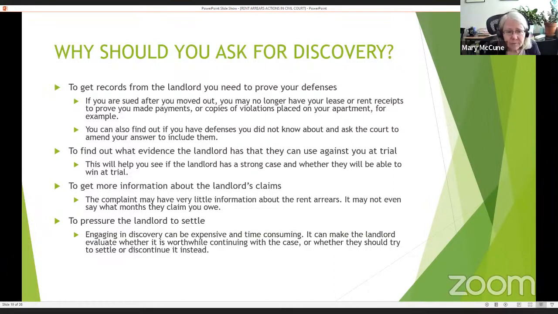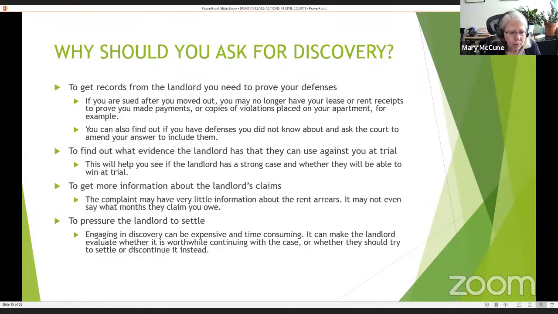The other reason is to find out what evidence the landlord has that they can use against you at trial. That can help you see if your landlord has a strong case, if they have the papers that they need to be able to win at trial. And if they don't, that's going to maybe influence your decision about how you're going to resolve the case.